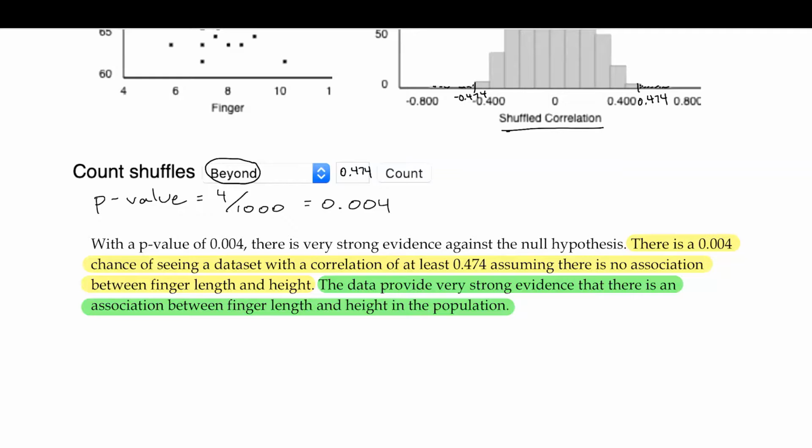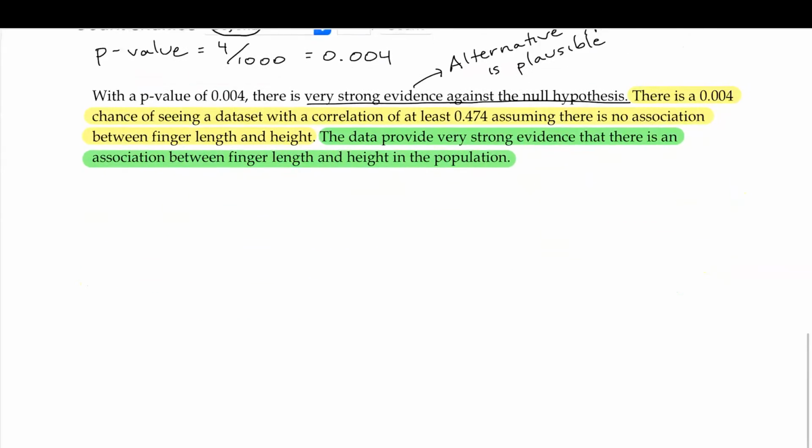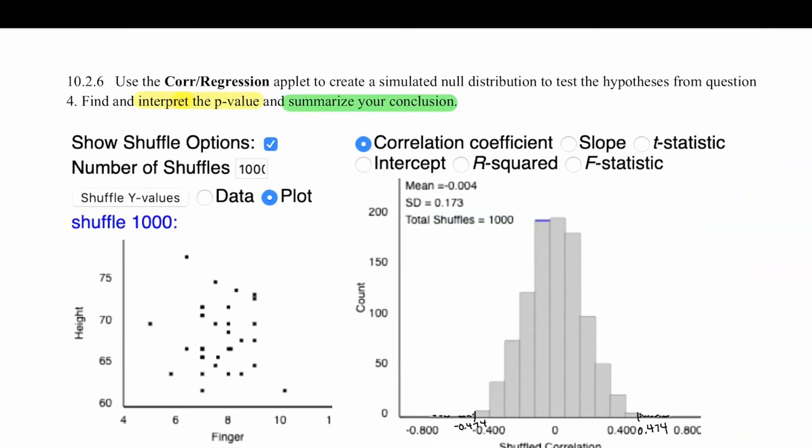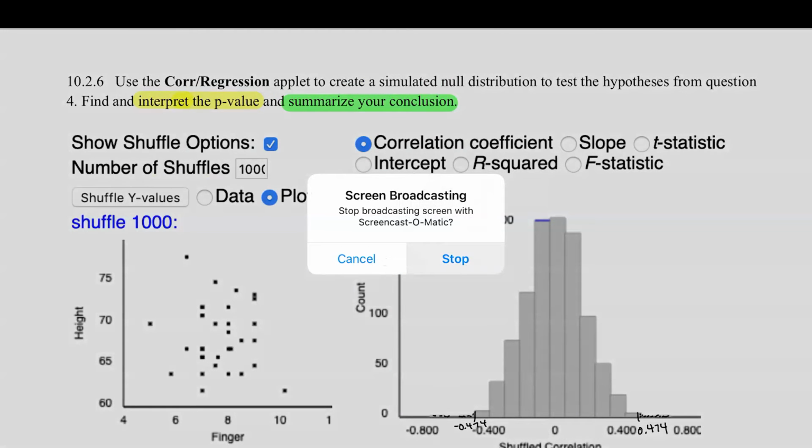And so I want to talk about the data provide very strong evidence that the alternative hypothesis is plausible, right? So if we have very strong evidence against the null hypothesis, that means the alternative hypothesis is plausible. That means the strength of evidence I have is for the alternative hypothesis, and that's the way I word my conclusion in context. There's very strong evidence of an association, in other words, that the alternative hypothesis is plausible.